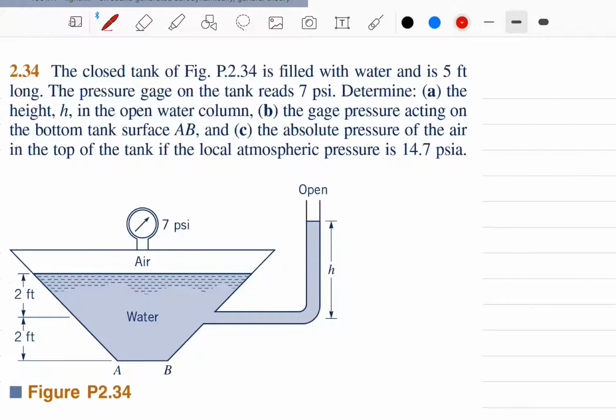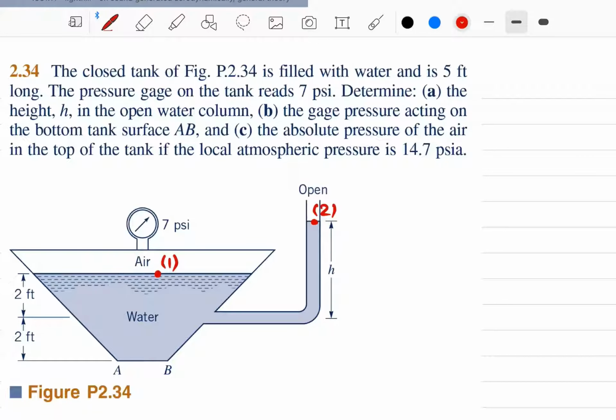Then the next problem says that the closed tank of this figure is filled with water and is 5 feet long. So here we have 1 foot of air. The pressure gauge on the tank reads 7 psi, and for part A it says to determine the height h in the open water column. So again, to solve it, we need to write the manometer equation between 2 points where we have the most known variables, or where we have the value of the pressure at those 2 points. So this would be our point 1, and here would be point 2.